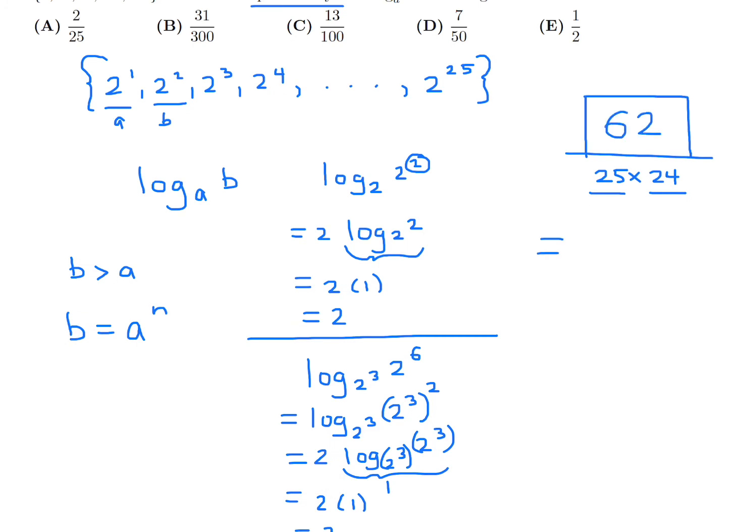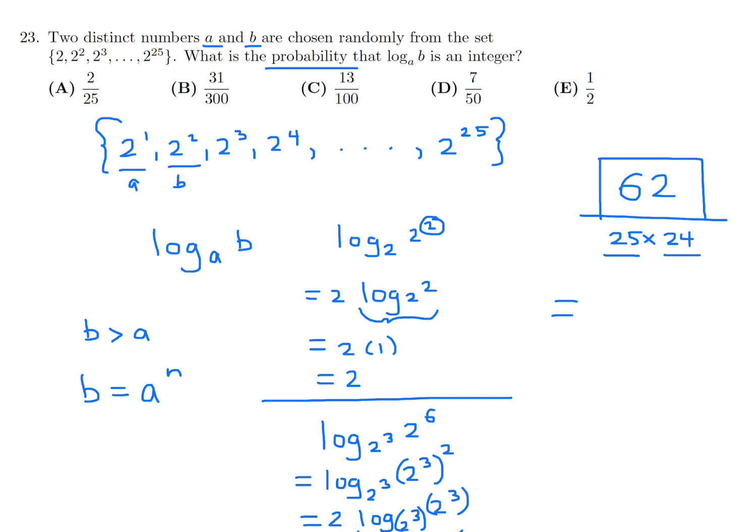That's my probability. Well, we obviously have to figure this out in terms of lowest terms. So 62, 25 times 24 is 600. So 62 over 600, 31 over 300, I believe, is lowest terms. And therefore, number 23, the answer is B.